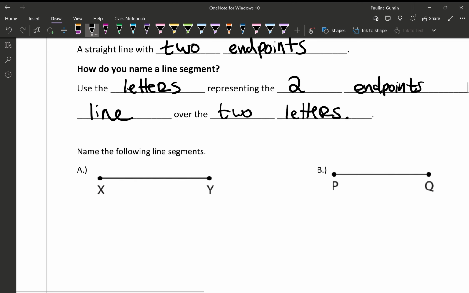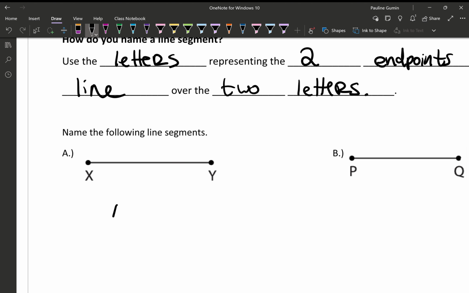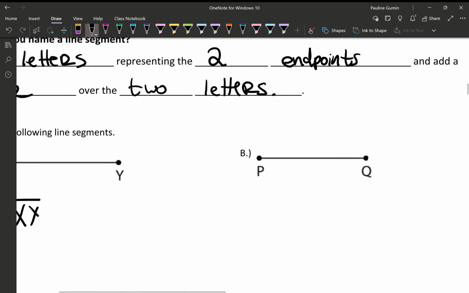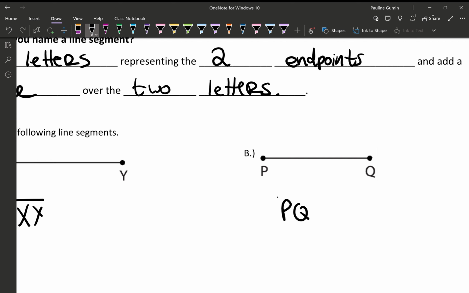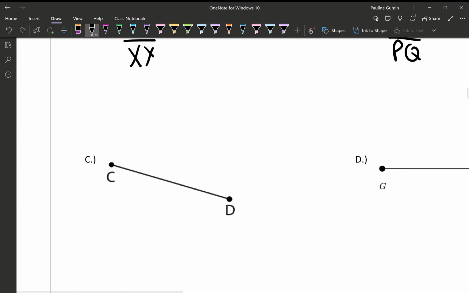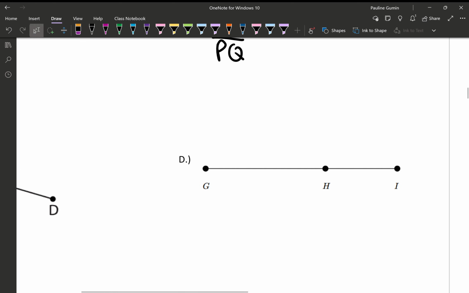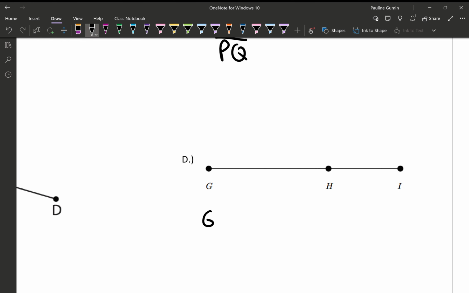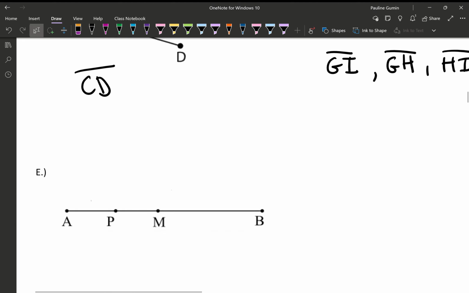Cool. Let's name the line segment. Here we have letters XY, with a line on top. PQ with a line on top. CD with a line on top. Ooh, there's a few here. I have GI, I have GH, and we also have HI. We can split this into three little line segments.